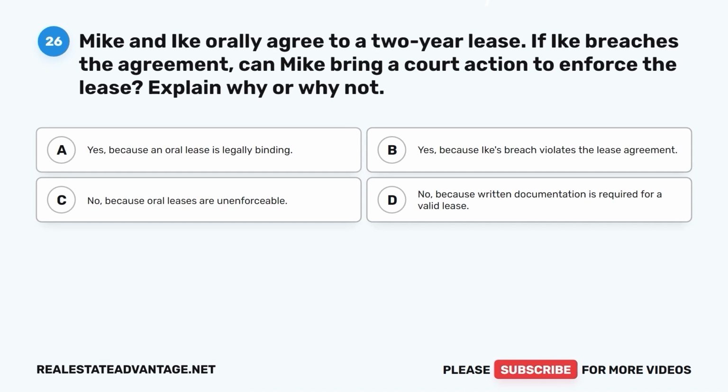Question 26. Mike and Ike orally agree to a 2-year lease. If Ike breaches the agreement, can Mike bring a court action to enforce the lease? Explain why or why not.